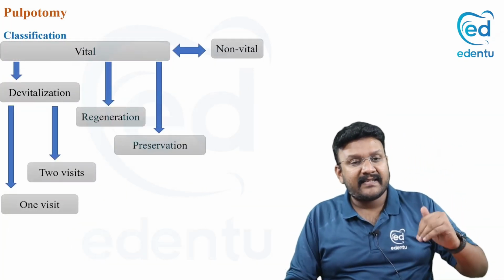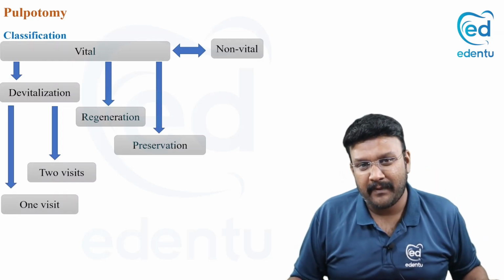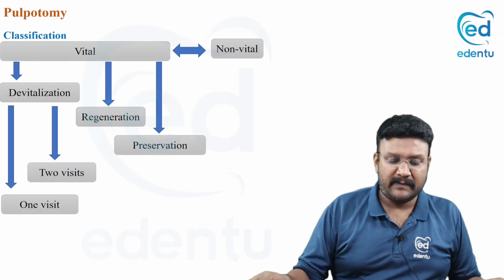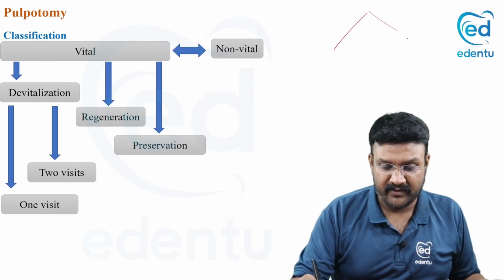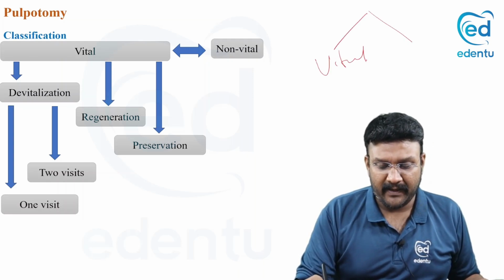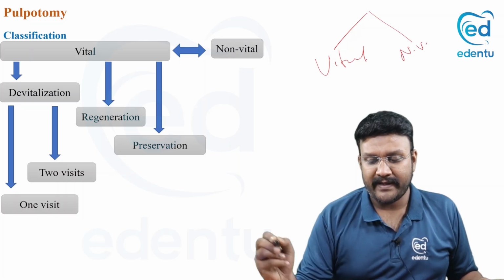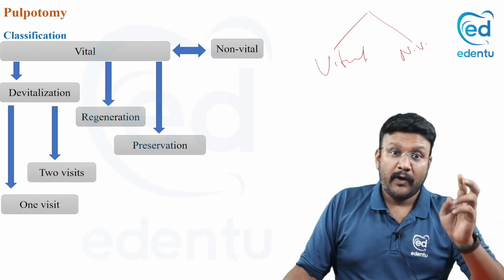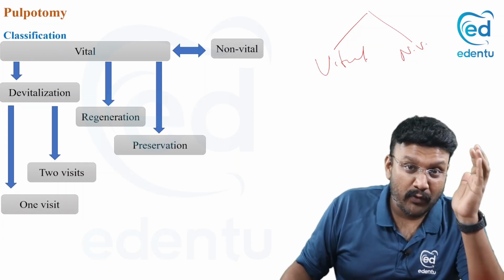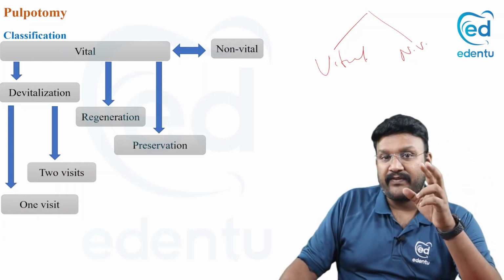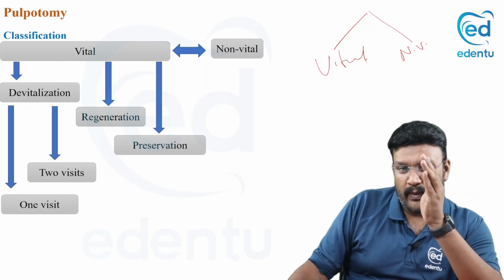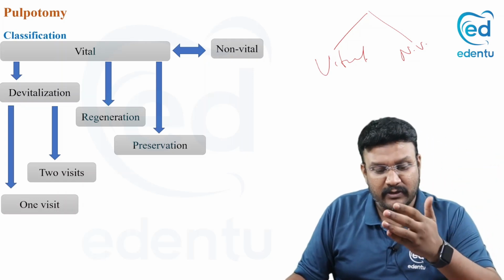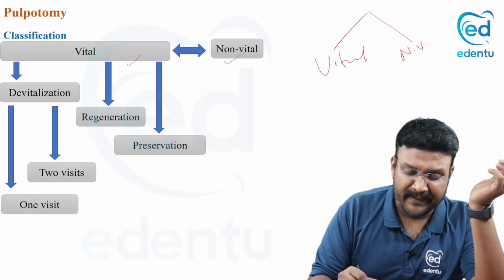Next, going to the classification of pulpotomy. Your pulpotomy is broadly classified into two things: one is vital pulpotomy and the next is non-vital pulpotomy. Again, I repeat, there are two classifications. Two headings are there: vital pulpotomy and non-vital pulpotomy. You can see this in the diagrammatic picture.